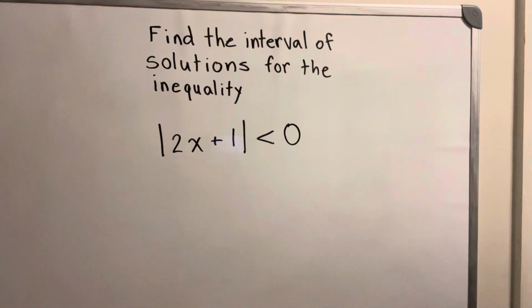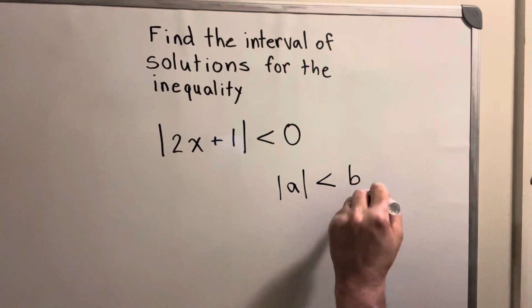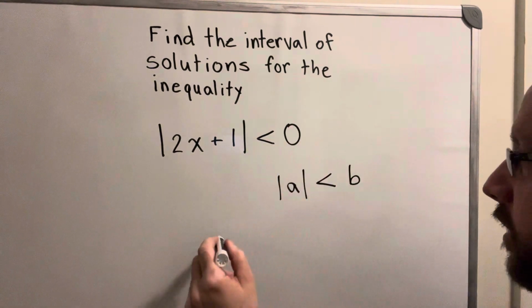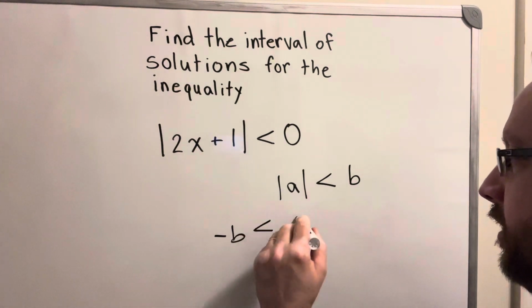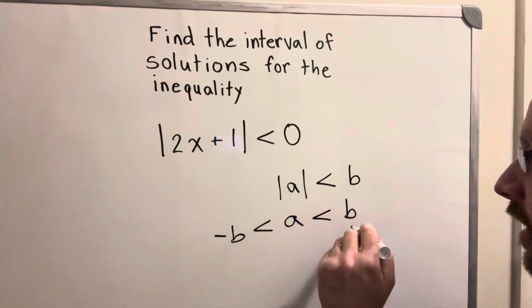This problem states, find the interval of solutions for the inequality, the absolute value of 2x plus 1 is less than 0. So look at this problem. Sometimes you rush into a solution because you remember some theorem. You might say to yourself, I remember hearing that if the absolute value of A is less than some B, then I can transform this into minus B is less than A without the absolute values is less than B.